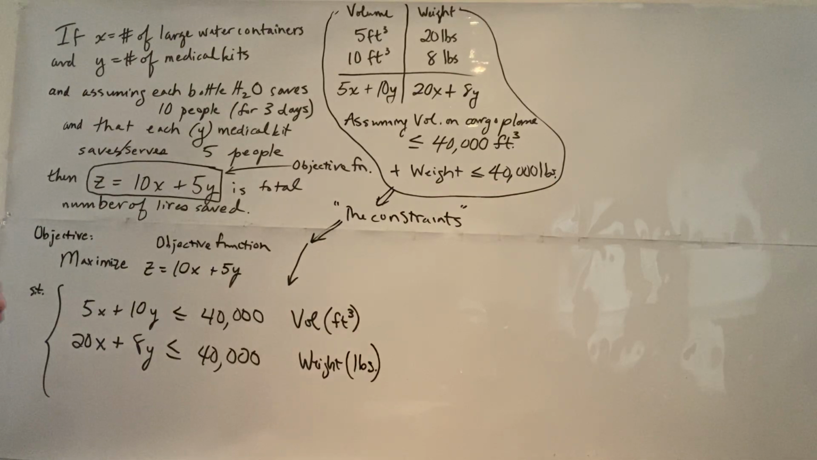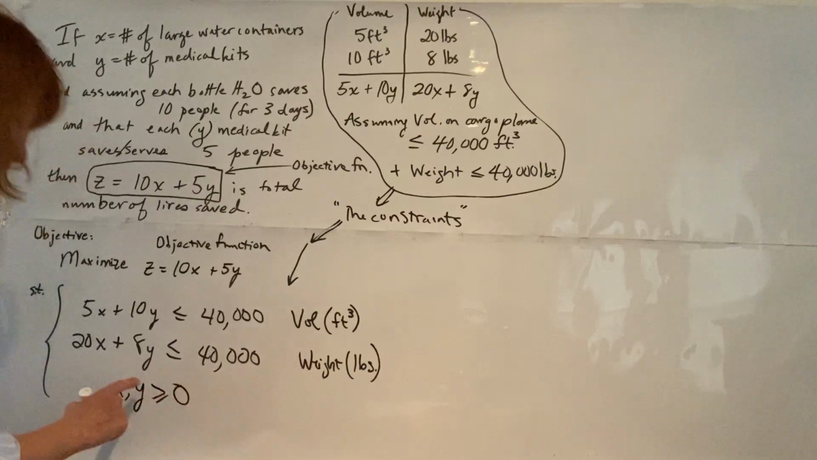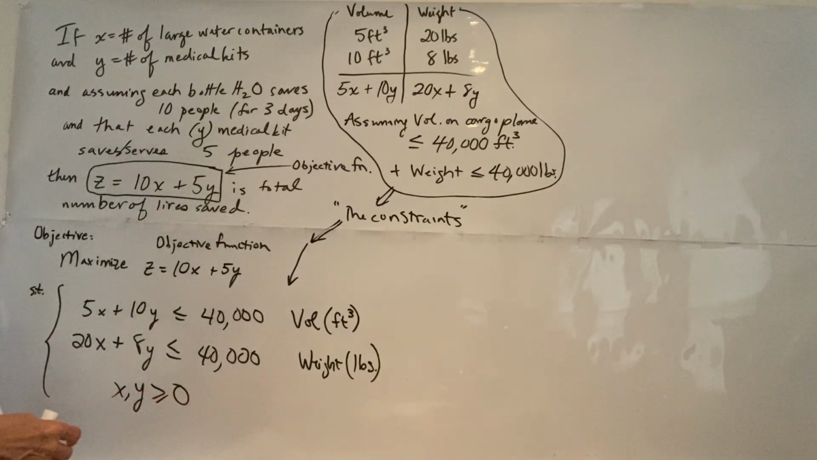And of course, we only want to talk about x and y greater than or equal to 0, because we want to only talk about positive numbers of water containers and medical kits. Those can't be negative. They could be 0, though. All right.